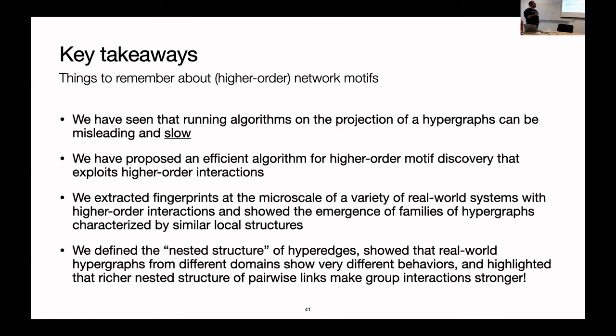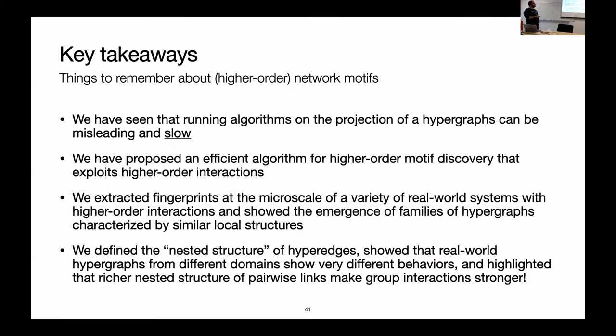We were able to extract fingerprints at the microscale of a variety of real-world systems with group interactions. And of course, we showed again the emergence of families of hypergraphs characterized by similar local structures. So we see again that motifs are able to encode these shared properties of networks from similar domains. We defined the notion of nested structural hyperedges, meaning that we take a hyperedge and study what happens inside it, what the subsets are that are interactions. And we show that networks from different domains tend to have very different behaviors in this nested structure.